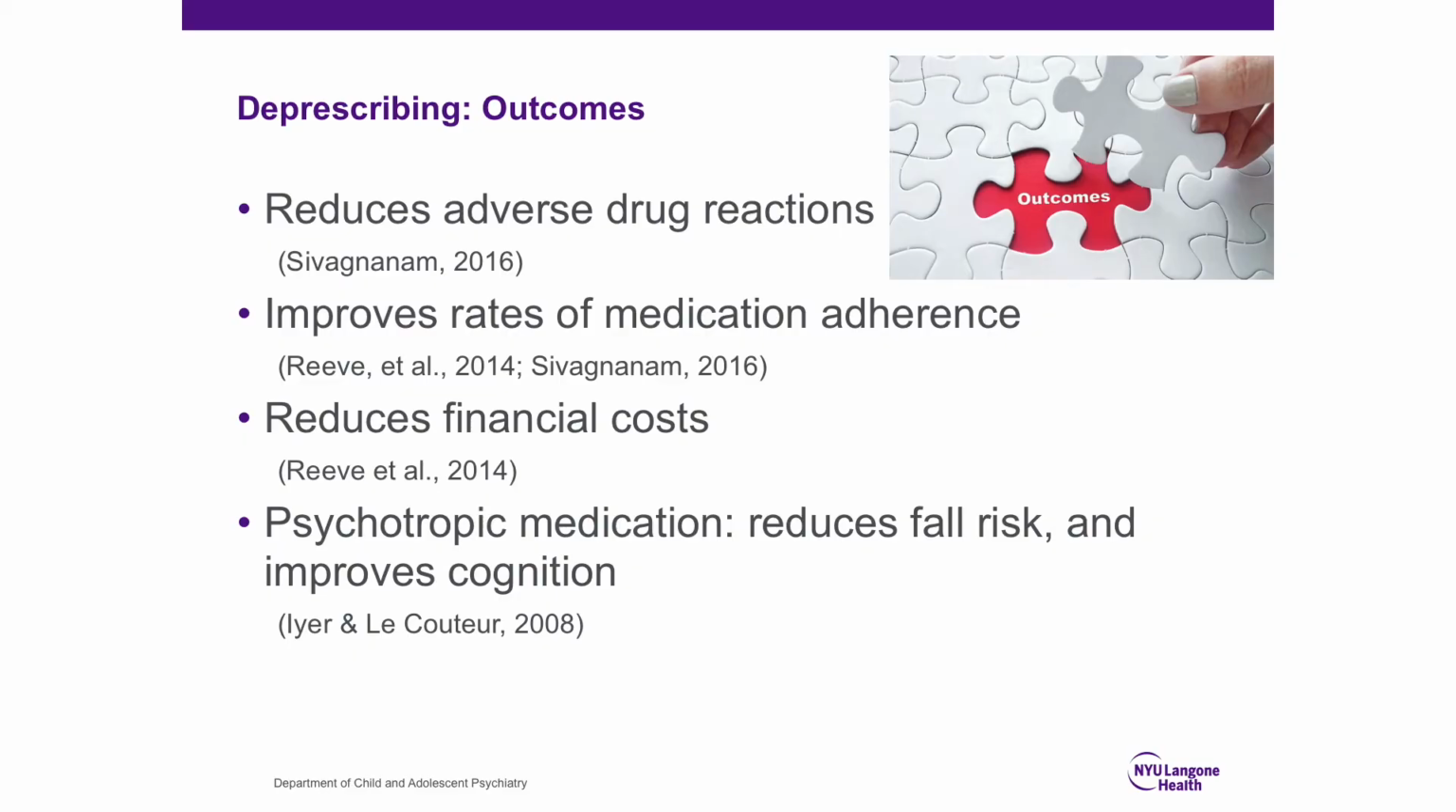So we talked about definition, and so we're going to talk a little bit about outcomes, and this goes back to the literature on geriatric patients. So de-prescribing has been associated or shown to reduce adverse drug reactions, improve rates of medication adherence, reduce financial costs, and in studies specifically looking at psychotropic medications, including benzodiazepines and antipsychotics, to reduce fall risk and improve cognition. Mortality was on this list in the previous version of the slides. That's been true in some observational studies, but more recently been called into question.